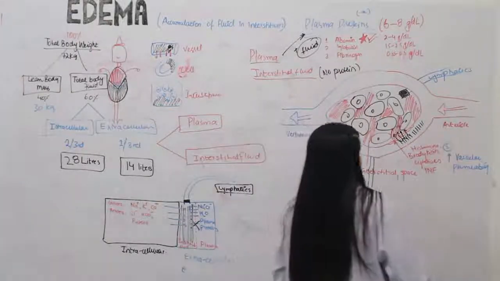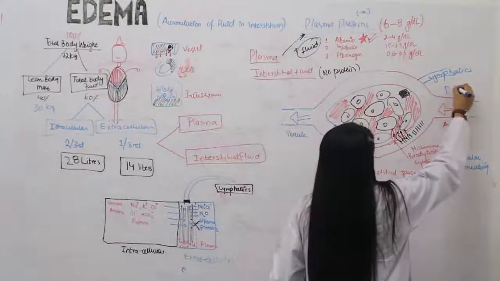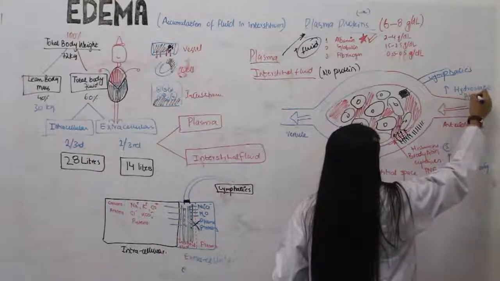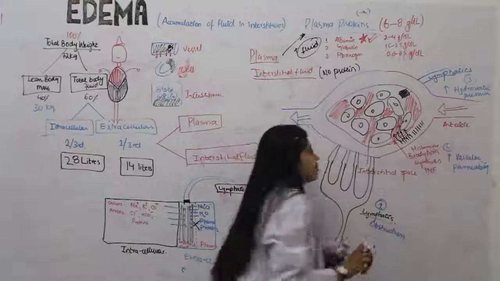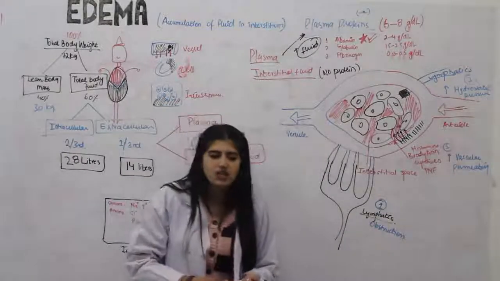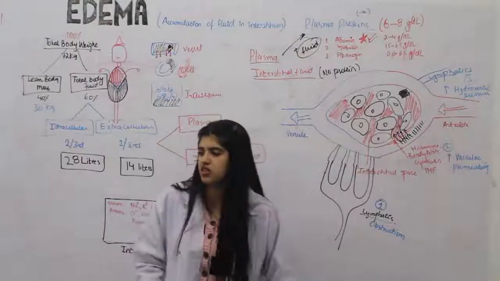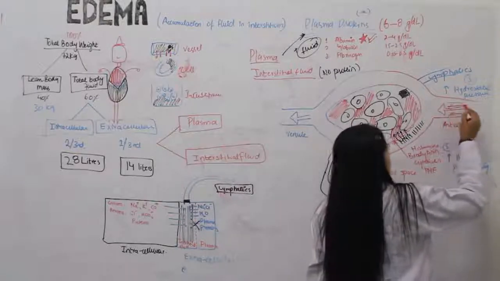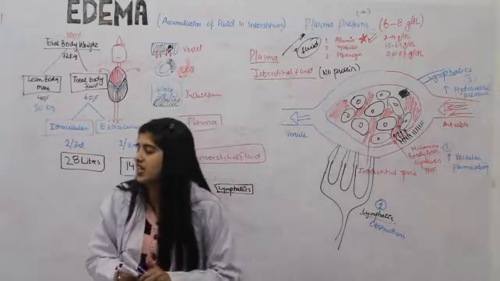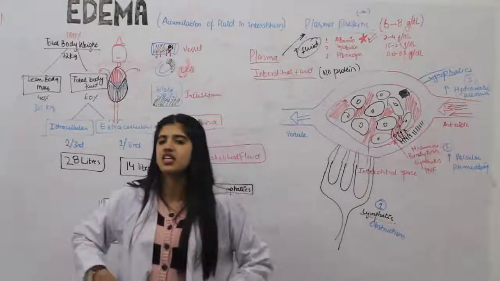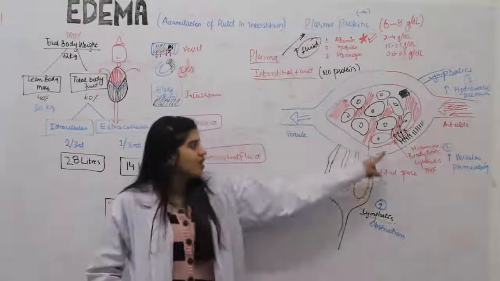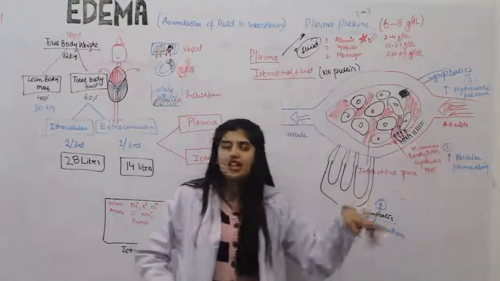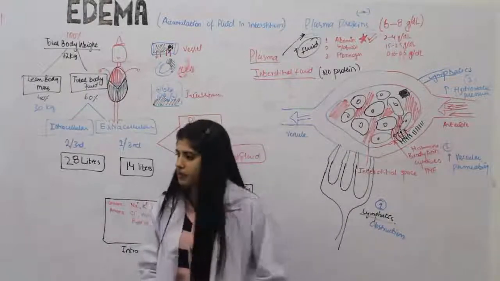Or there is increased hydrostatic pressure. What is hydrostatic pressure? Hydro means water and static means regulation, and the pressure is the pressure. So if there is increased pressure, increased flow, increased heart rate, increased arterial pressure, increased venous pressure, then there is so much fluid that it will ooze out. This is also another condition in which edema happens.